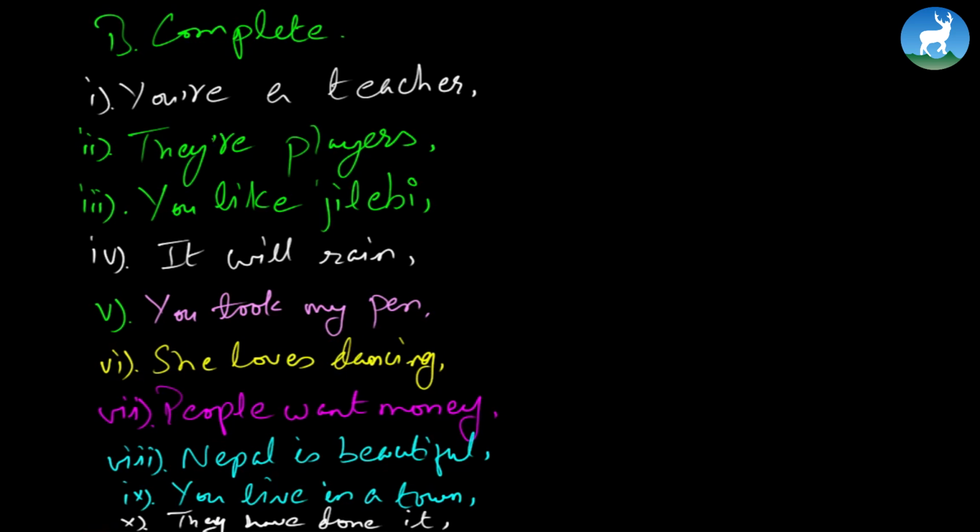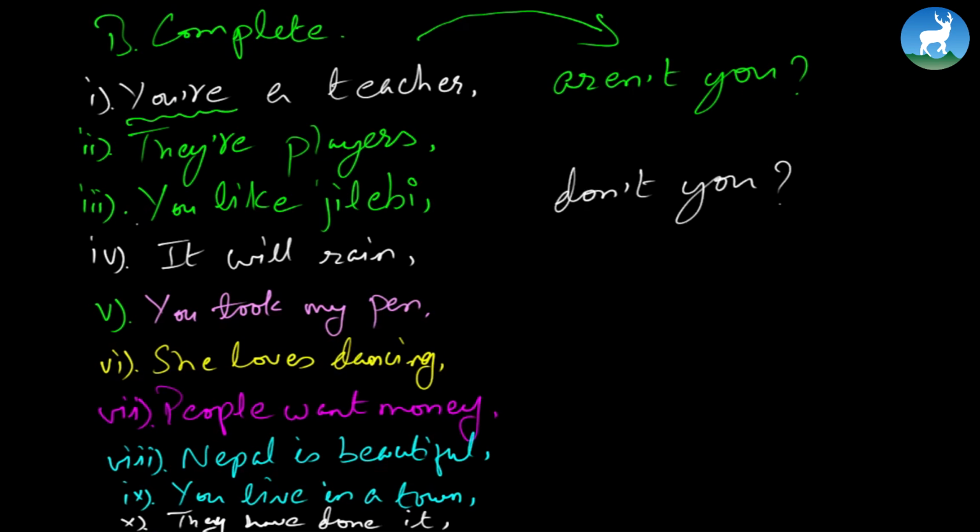Now, look at this. When we do the question tag, you're a teacher. It's a contraction of you are. You are a teacher. Aren't you? Remember, positive statement, negative question tag. They are players. The same rule applies. You like jalebi. Simple present here. Don't you? Positive statement, negative question tag. It will rain. The same rule. You took my pen.